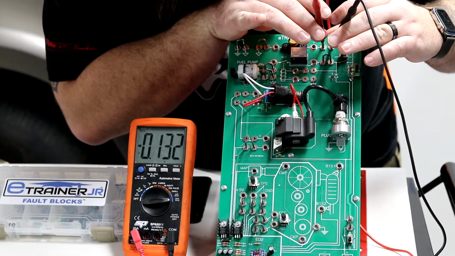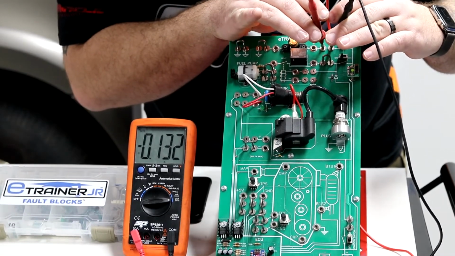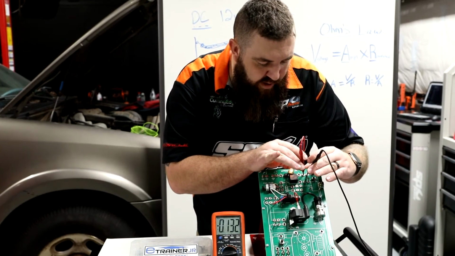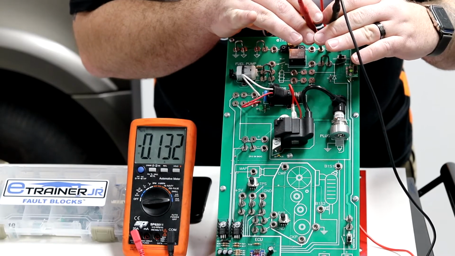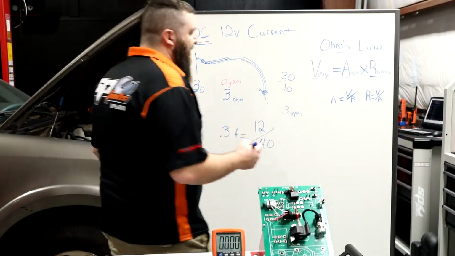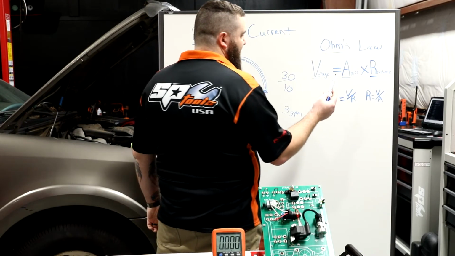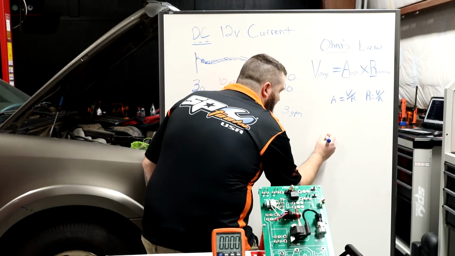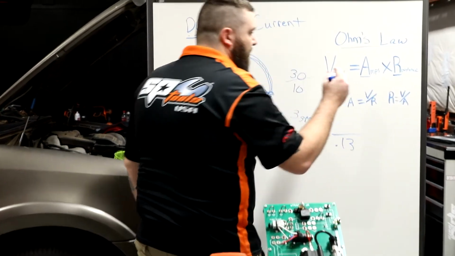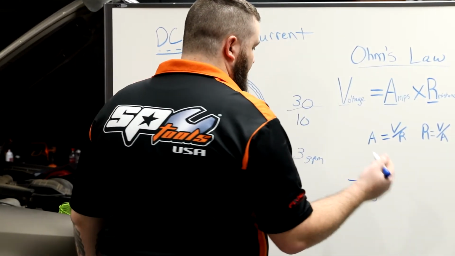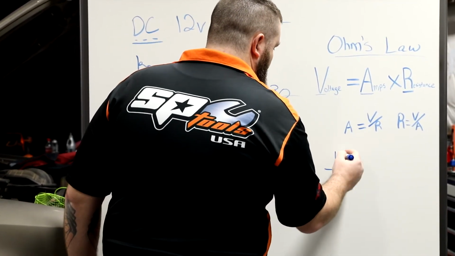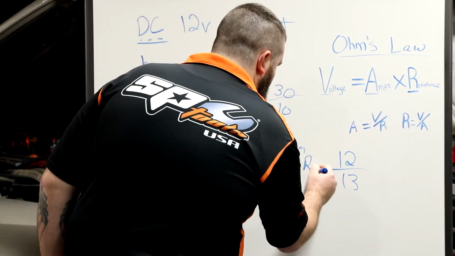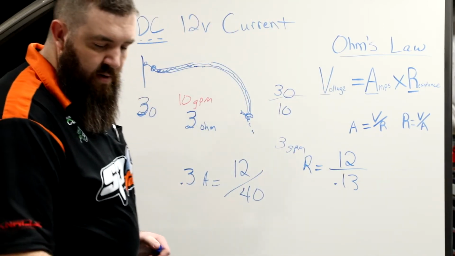of that part of the circuit right there. And what reading are we getting? 0.13 amps. So we know we have 0.13 amps right there. So we're going to take our reading, and we know our amperage value. So we're going to put it into this area right here. That is 0.13. And we know our voltage value as well. Our voltage value is going to be 12 volts.